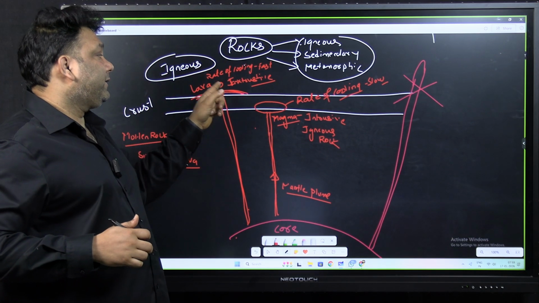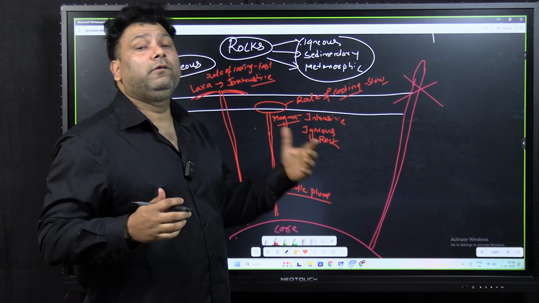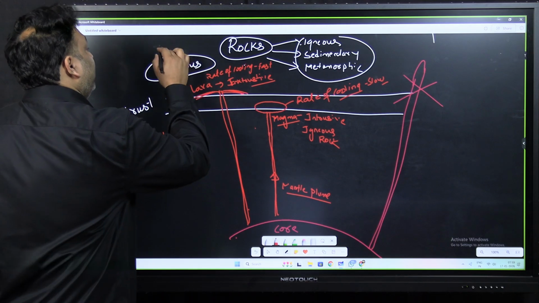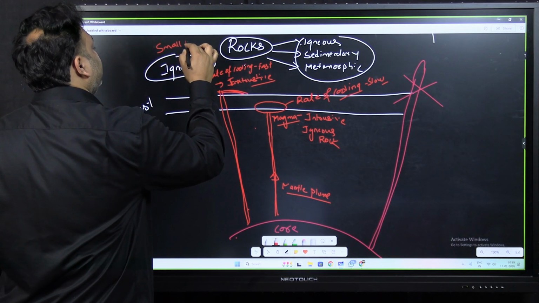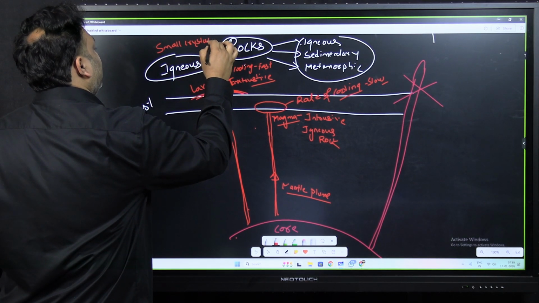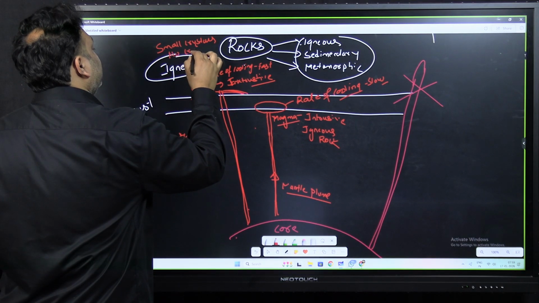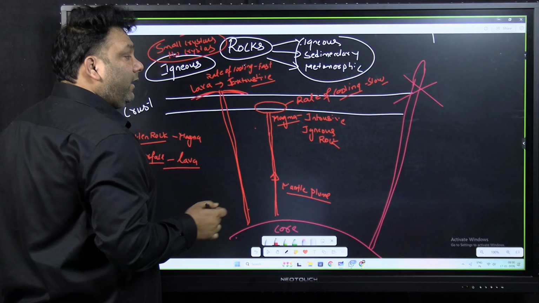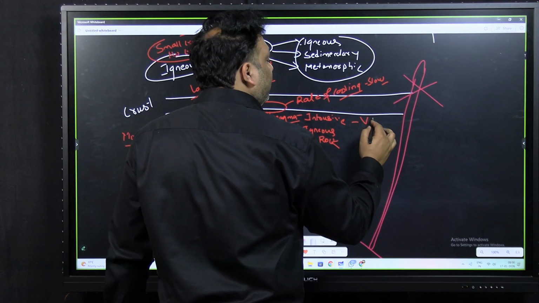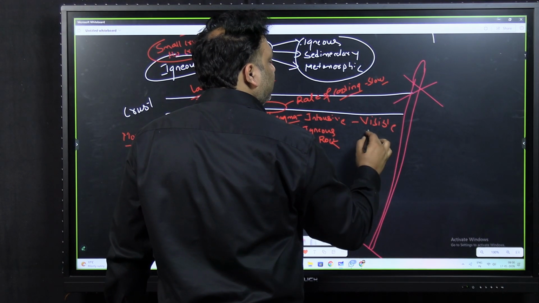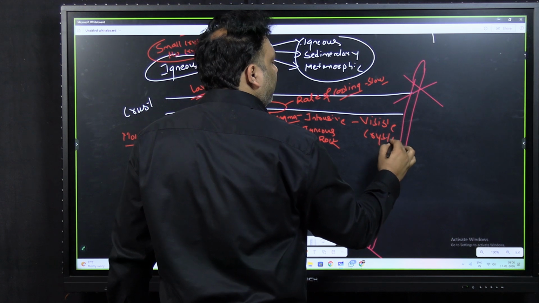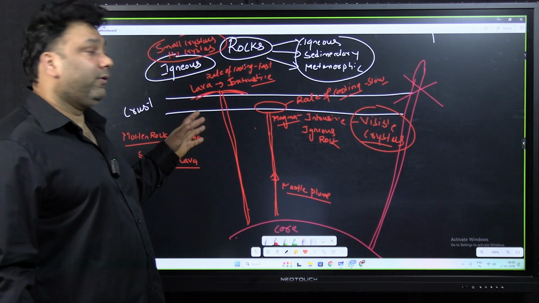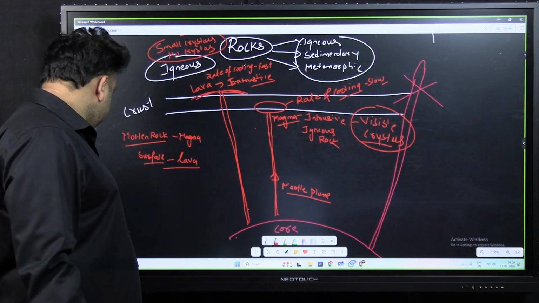So here extrusive igneous rocks, the rate of cooling is very fast. Therefore here you will be having very small crystals or no crystals or invisible crystals. Here in intrusive igneous rocks you will be having visible crystals. So this is a major difference between intrusive igneous rock and the extrusive igneous rock.